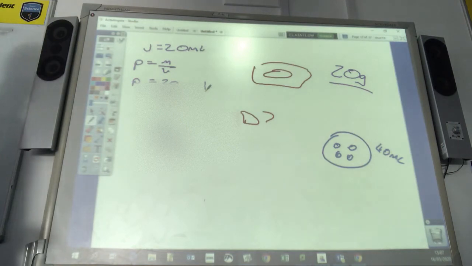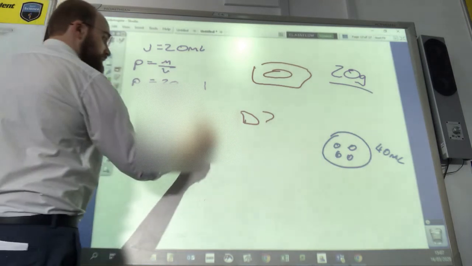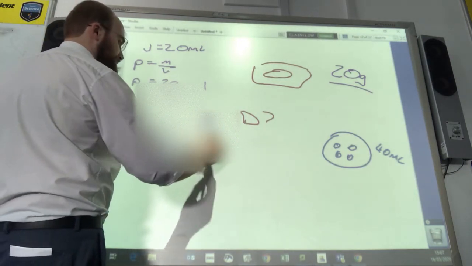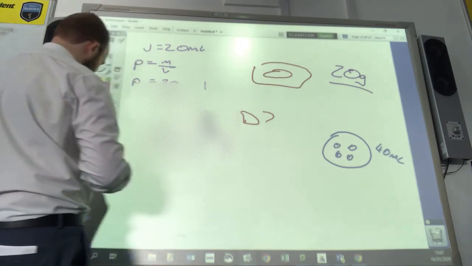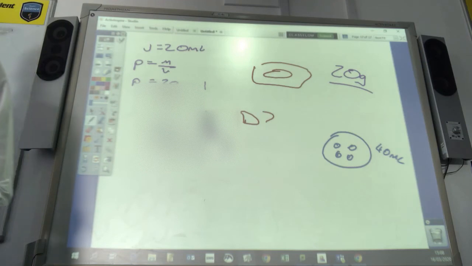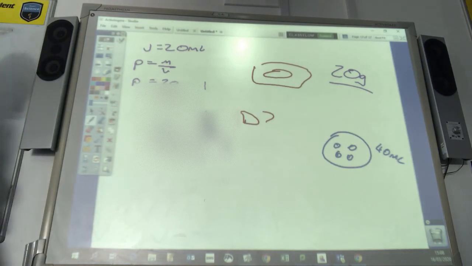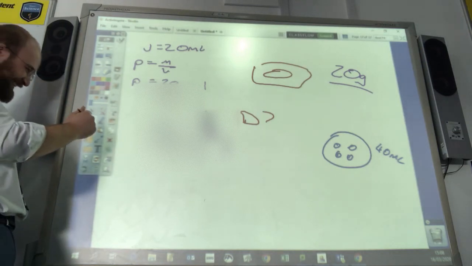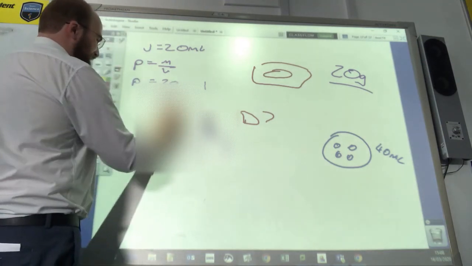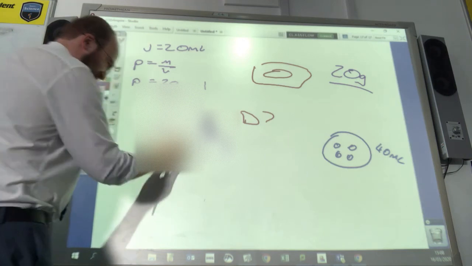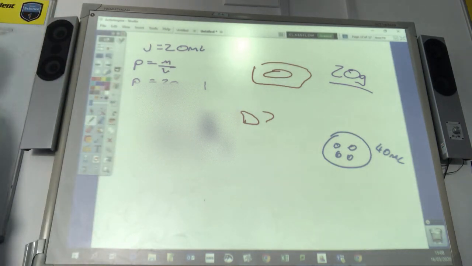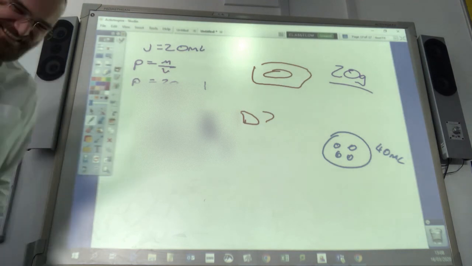How could I improve this? Instead of using a big graduated cylinder, I could use a smaller graduated cylinder with more graduations. With a bigger volumetric flask, I've got less accuracy because there's a bigger gap between the numbers.